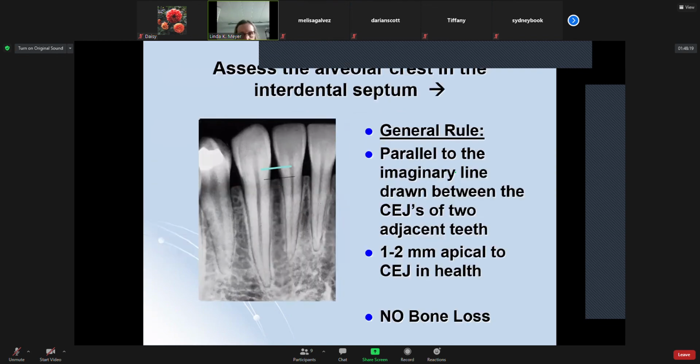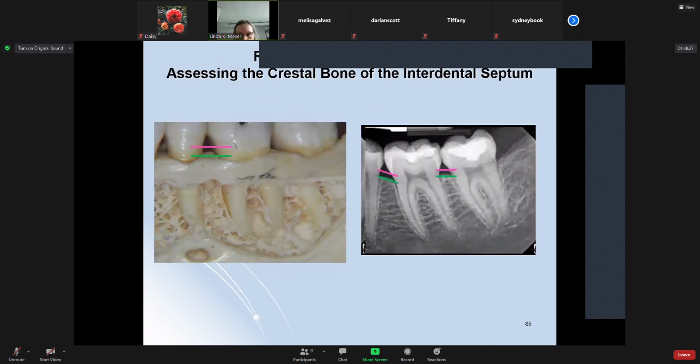Again, I just want to point out that here, the crest is a little bit more evenly pointed on the anterior, and on the posterior, it's more evenly rounded. So I can have an evenly rounded and evenly pointed and a slanted crest, and it still can be healthy.